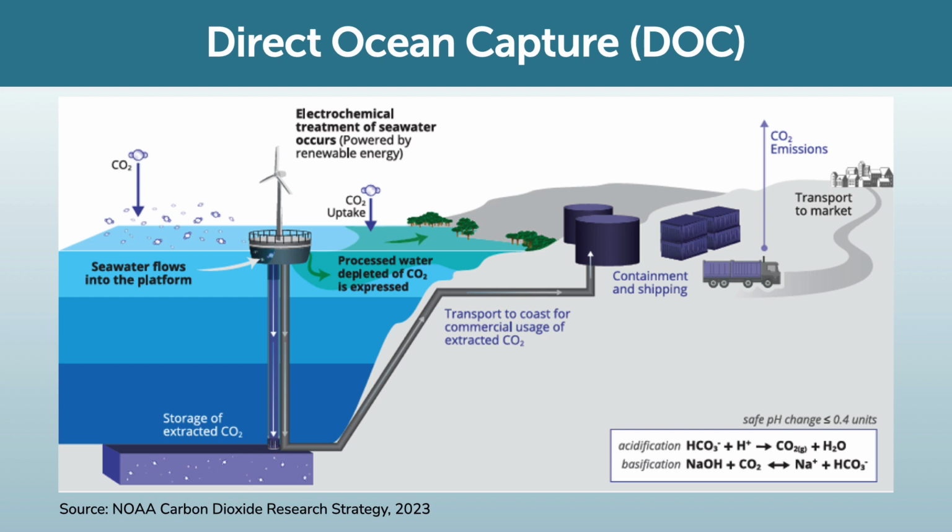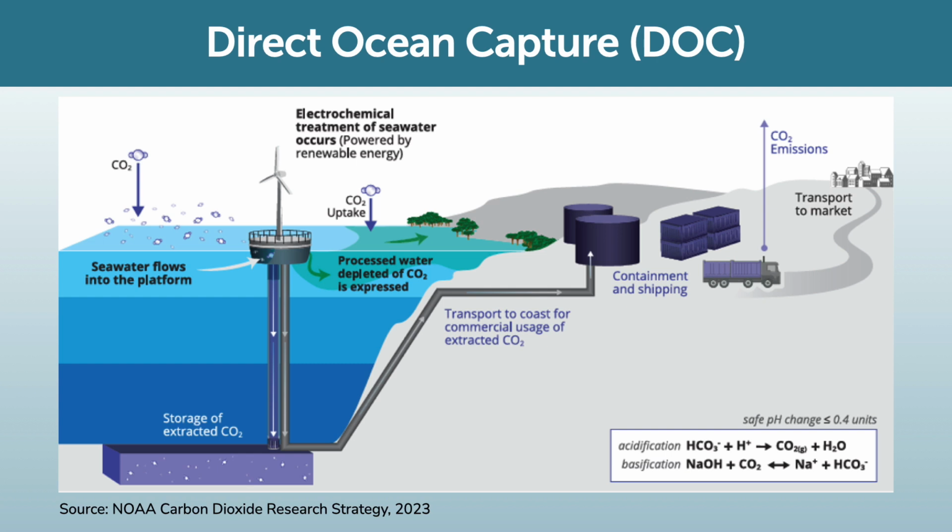The end products of direct ocean capture are carbon dioxide gas and carbon dioxide depleted seawater. The CO2 depleted seawater, as I said, is discharged back into the ocean so it can perform additional uptake of CO2 from the atmosphere. The carbon dioxide gas that has been removed from the seawater must be stored either in geological formations or for use in consumer products.